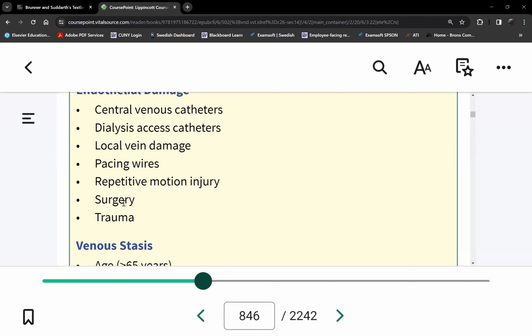So most likely the anticoagulation will be not warfarin. So they can use, let's say, rivaroxaban, apixaban. I'll show you the names later. Those are called 10A inhibitors.